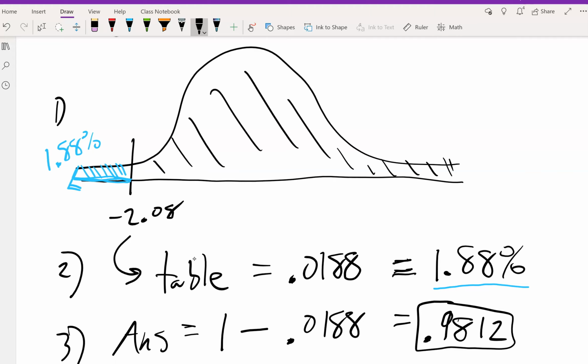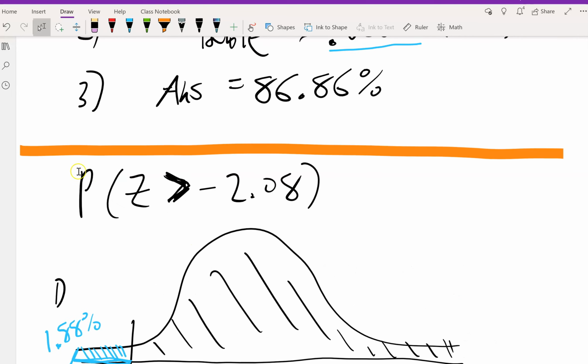Typically, when I'm looking for a more than question, I do this magical 1 minus. Again, why am I doing 1 minus? Because the blue area is the area given in the table. I want the area in the black. The area in the black plus the area in the blue is 100% of the picture, better known as 1 in decimal form. So if I take 1 minus the percent in the blue, I get the percent in the black. So 98% is the odds.